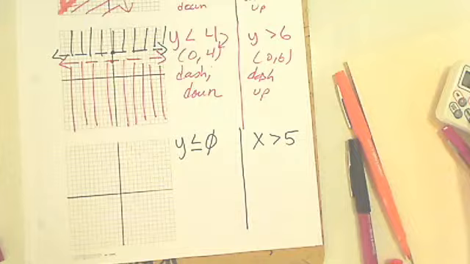This is y is less than 0, right? So I know that. So this is x is 5, right? You'll get it, I promise.